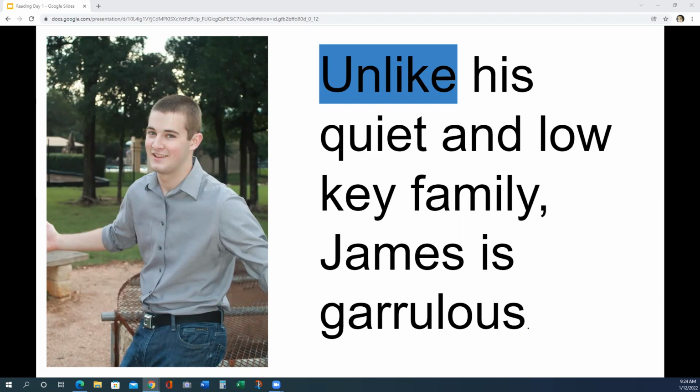No takers, huh? Okay. So if James is not like his family, which are quiet and low key, I'm going to assume that he is probably loud, chatty, and maybe a little high strung, life of the party type of person. He doesn't like to keep it low key or quiet. So that is the definition of garrulous. Garrulous means maybe loud, talkative, something like that.